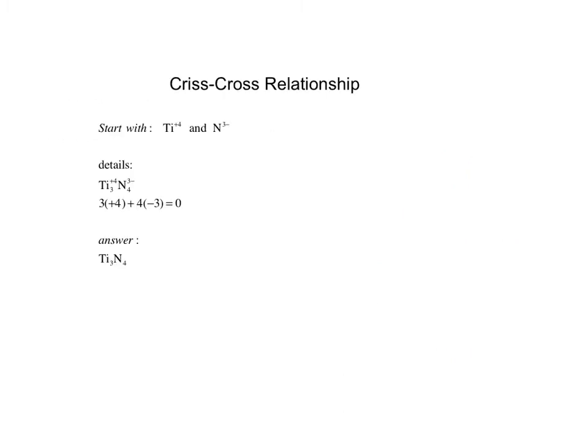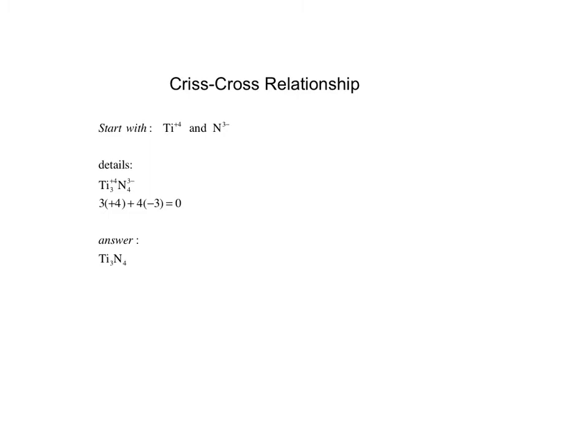And again, we can look at the crisscross relationship. We have titanium and nitrogen, and we are given that this is the +4, up here. Start with titanium 4 and nitrogen 3. Put them together, and you have the crisscross relationship, 3 and 3, 4 and 4. So you have 3 times +4 plus 4 times -3, and that's equal to 0. So that's consistent with it being a neutral compound.